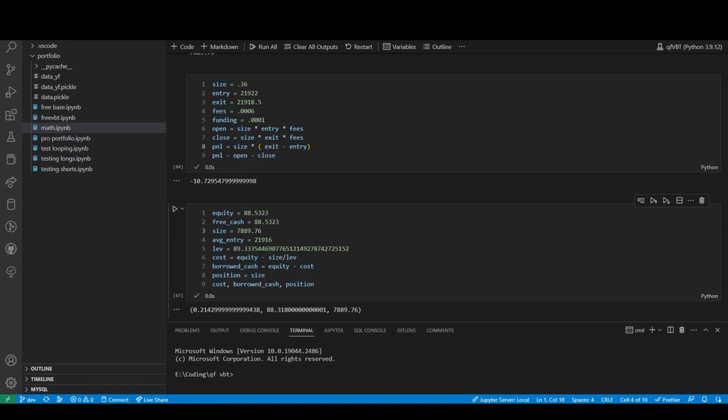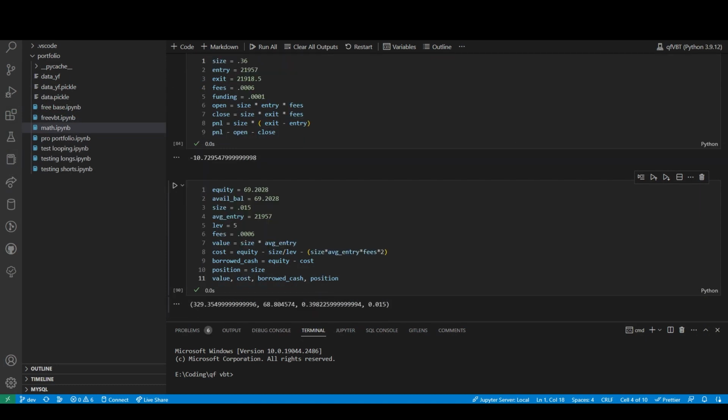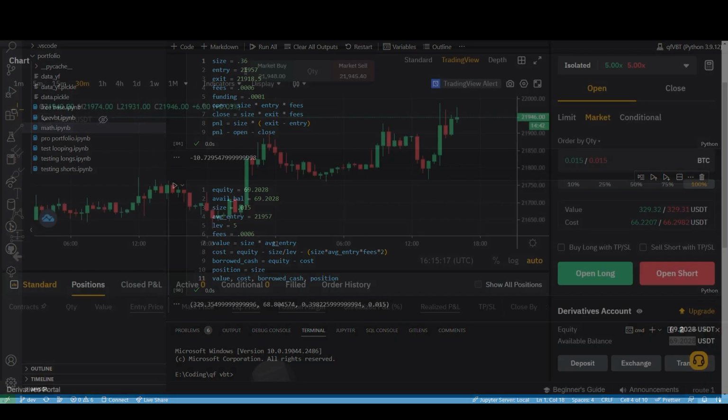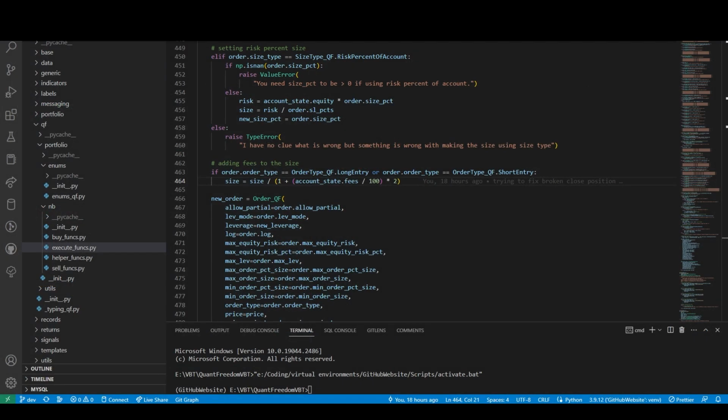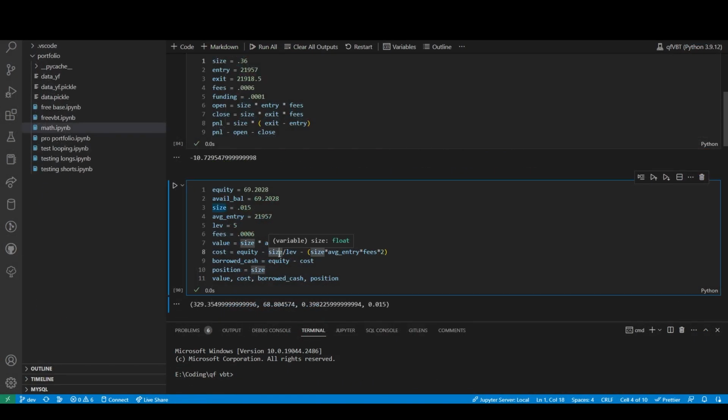Let's try that over here. So we're getting close. The value is 329.56 and the cost is 68. And over here we have 32932, 66.227. I'm just now realizing this too. How the hell does size divided by leverage? This is 0.003.